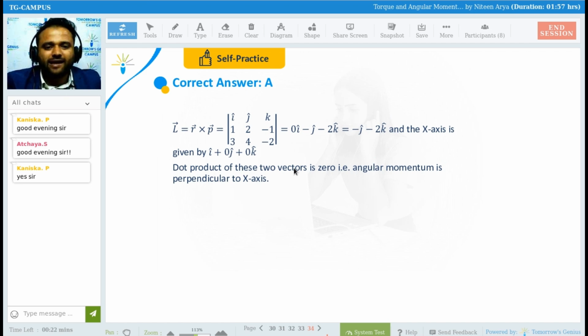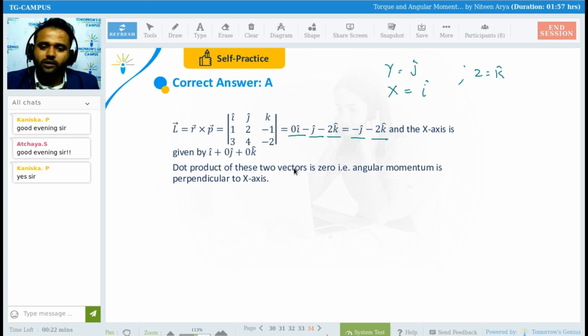L equals r cross p. L is going to be 0 i, j, and minus 2k, that is minus j of minus 2k. And the x-axis, what is the x-axis? First of all, we check with the x-axis, i. In any particular axis, if the dot product is going to be 0, then it is perpendicular to that axis. Because i into i we have only 0. If I multiply with y, we have minus 1, and with the z-axis, which is k, we have a magnitude of minus 2. It is only perpendicular to the x-axis.